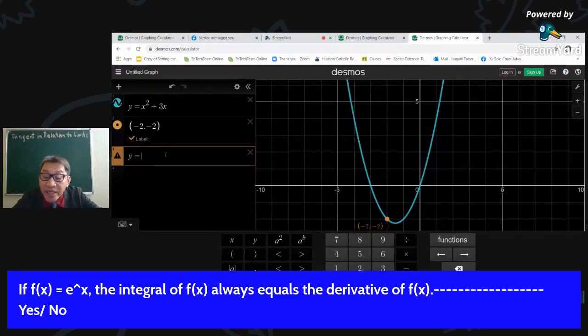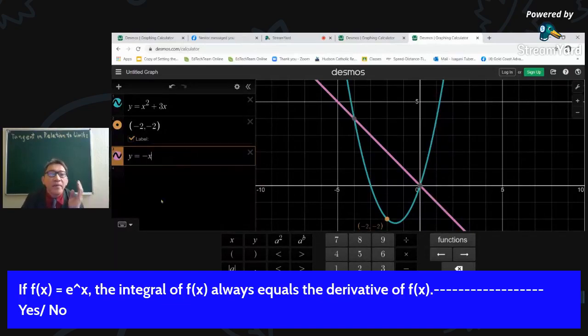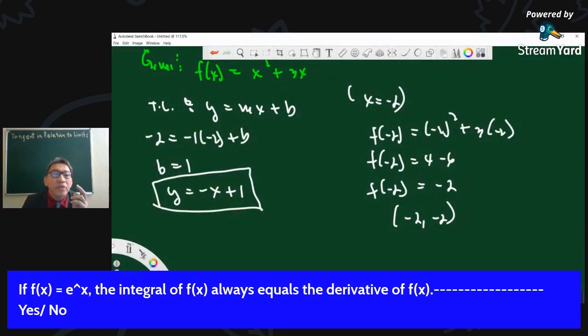Y equal to what? Equal to negative x, and minus. Is it minus or plus? Plus one? Negative two, it's positive two. Positive two, it's plus one. Okay, let's see that.